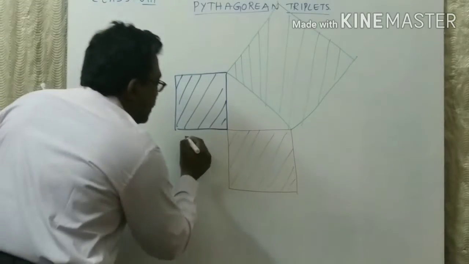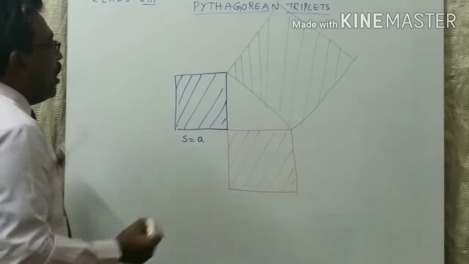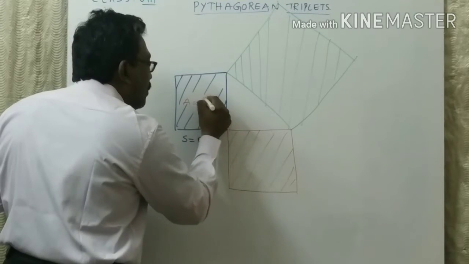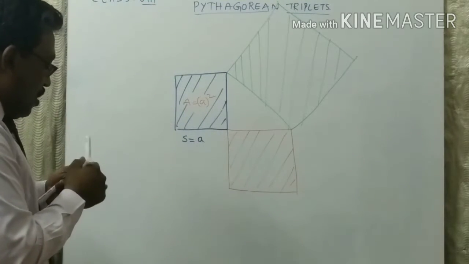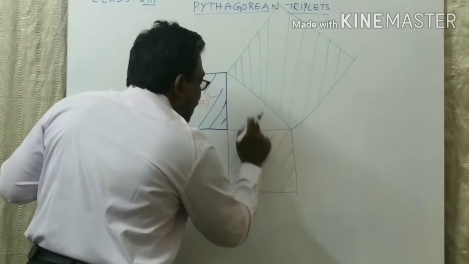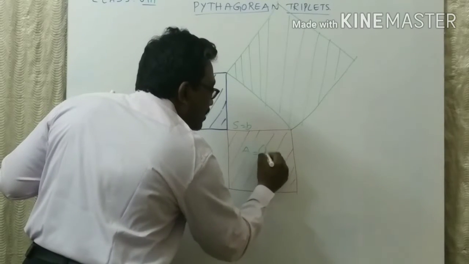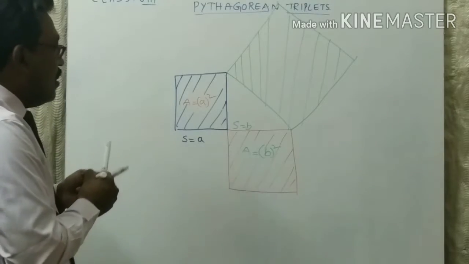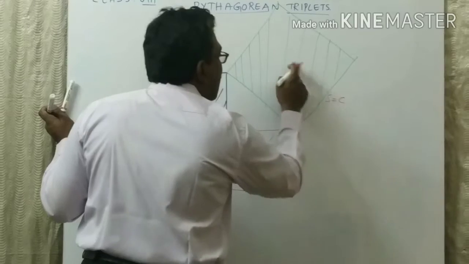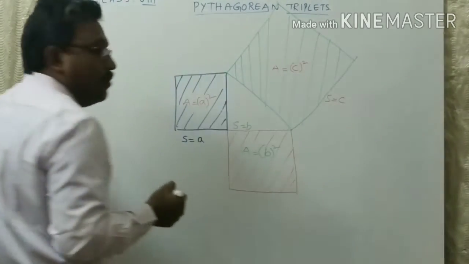Now this side is A. Think of this side as A. So, what is its area? Yes, area is equal to A square. Suppose this side is B. So, what is its area? Area is equal to B square. Now this side is C. So, what is this area? Area is equal to C square.